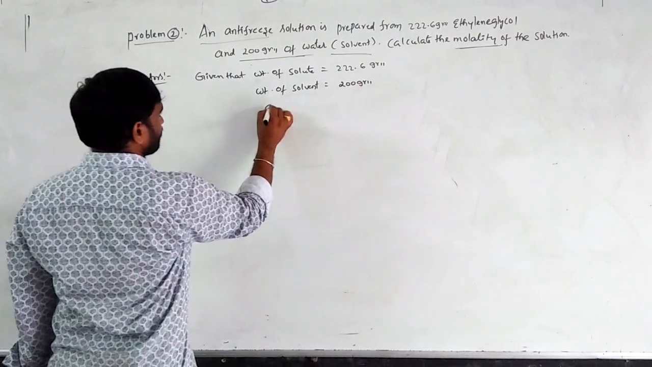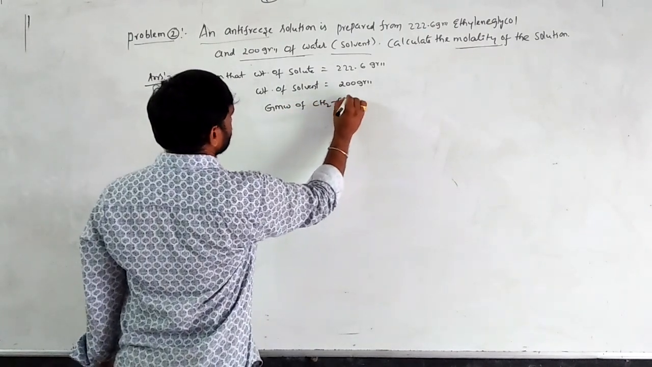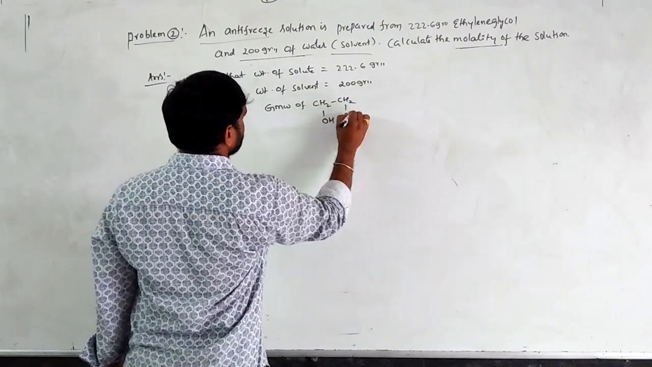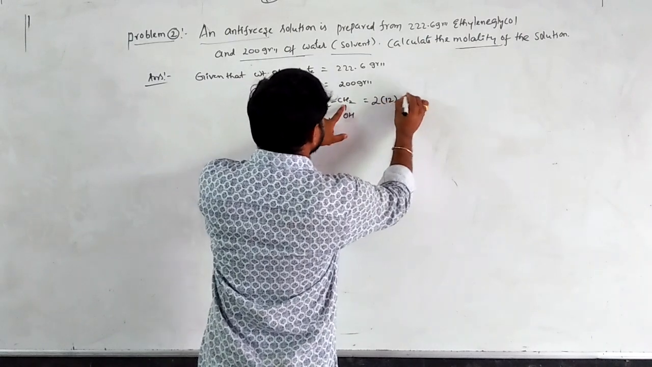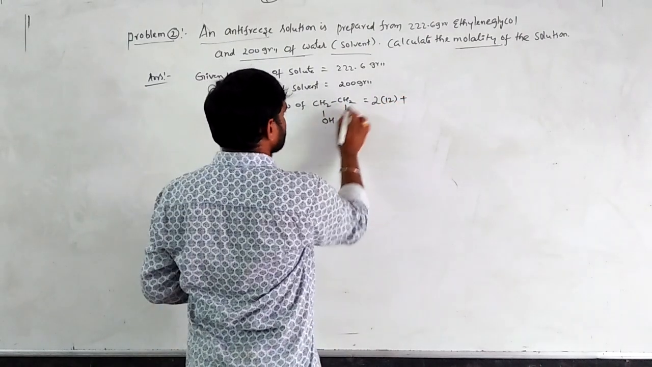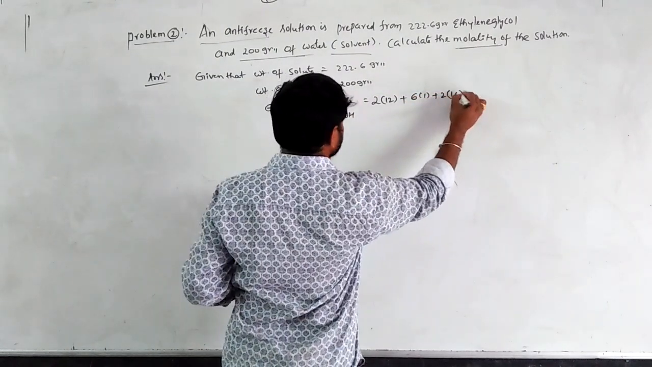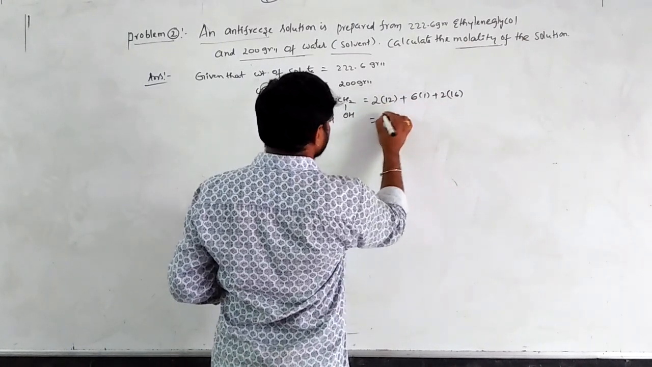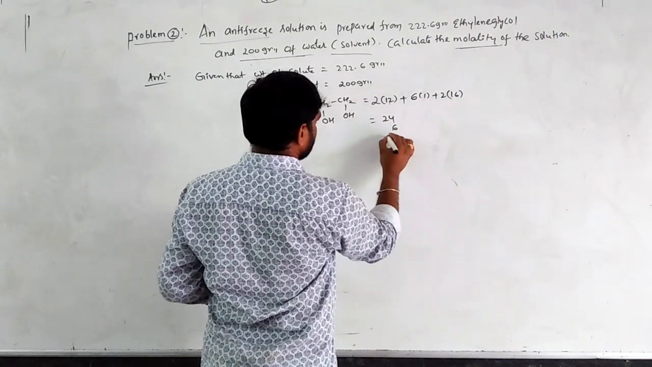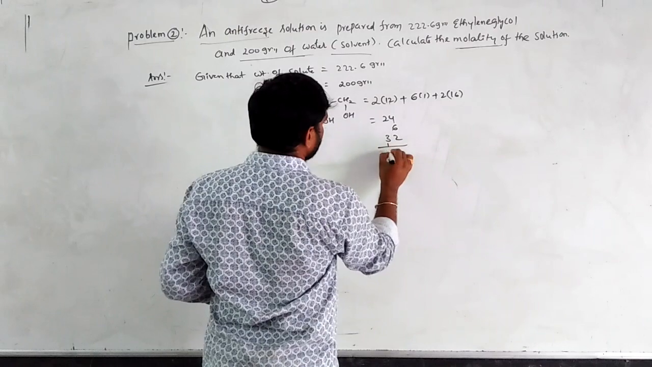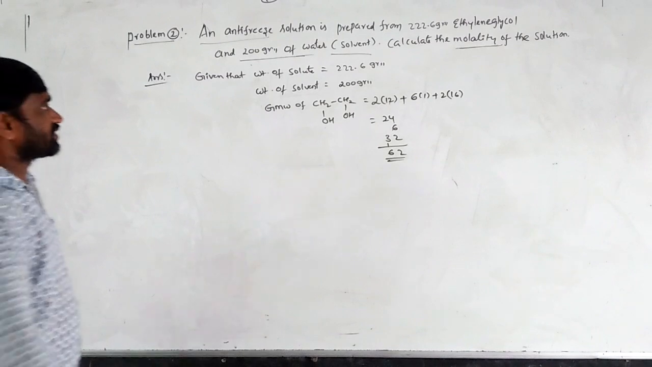Next, gram molecular weight. Gram molecular weight of ethylene glycol, C2H6O2: 2 carbons, 2 into 12, plus 6 hydrogens, 6 into 1, plus 2 oxygens, 2 into 16, equals 24 plus 6 plus 32, equals 62. So gram molecular weight of ethylene glycol is 62.